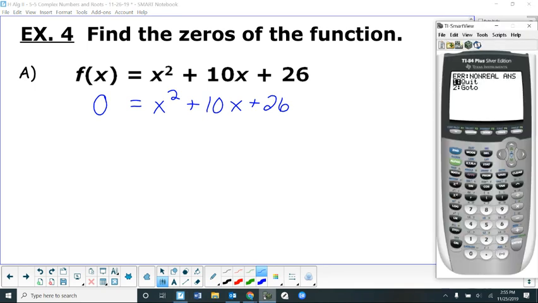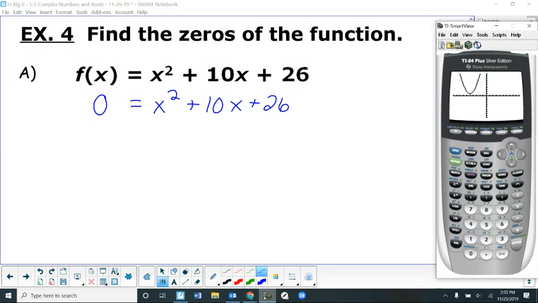So we could have come in here and tried to graph this, but what's going to happen is, since they're non-real numbers, it's not good. You're not able to graph this. So if you come in and put in x squared plus 10x plus 26, and then I do zoom 6 and I put this in there, I have no zeros. Notice there's no x-intercepts, so I have no zeros. So graphing does not work for non-real solutions.